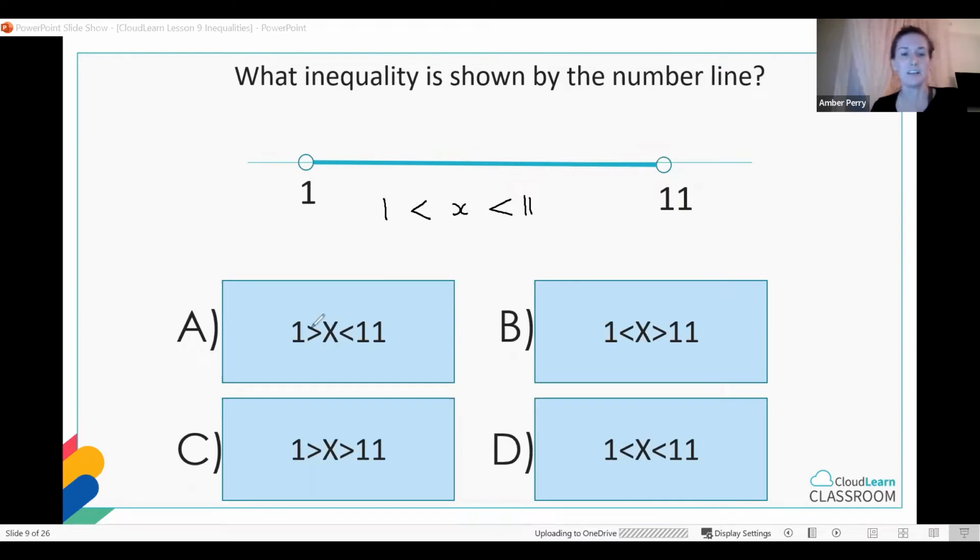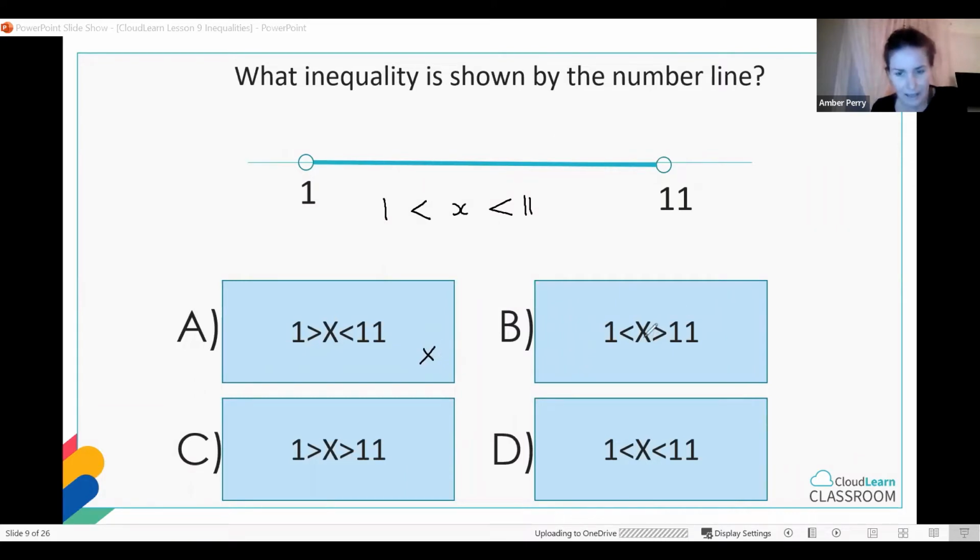Okay, so having a look through these, this one is essentially saying that 1 is greater than X and that X is less than 11. So that's not actually possible because 1 can't be bigger than 11. So that's actually an impossible one there.